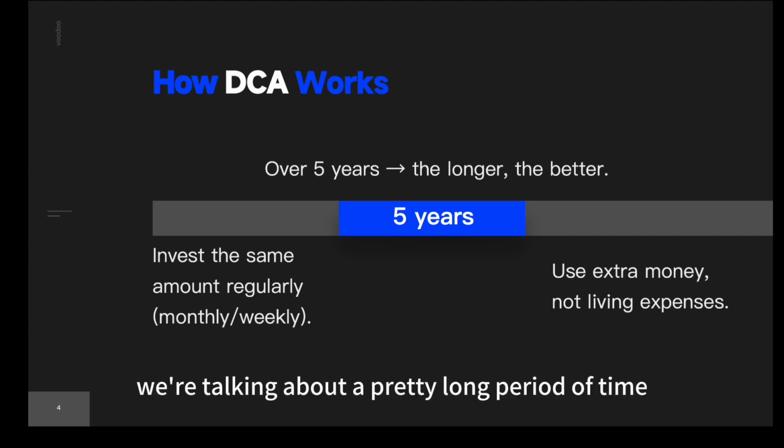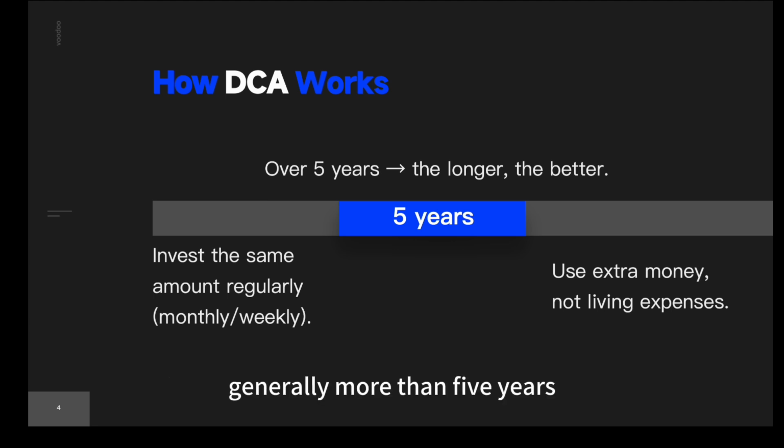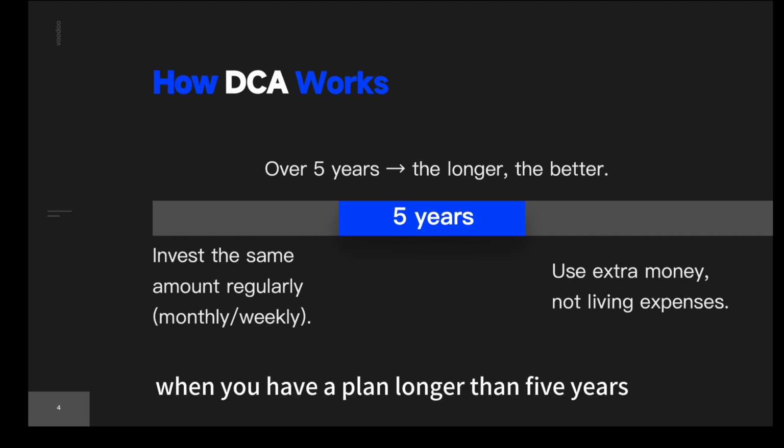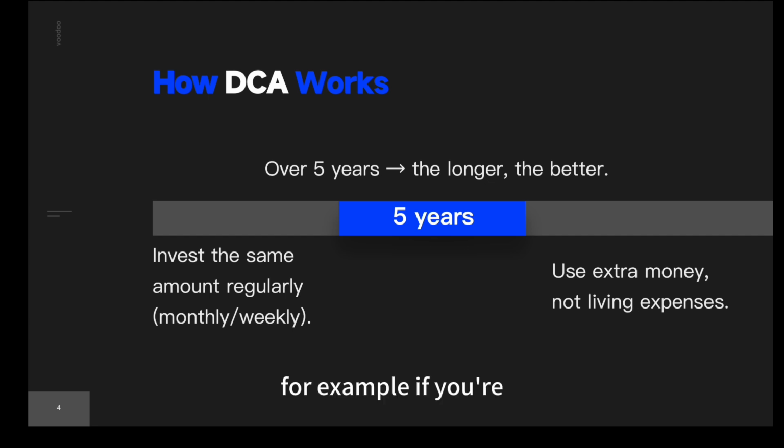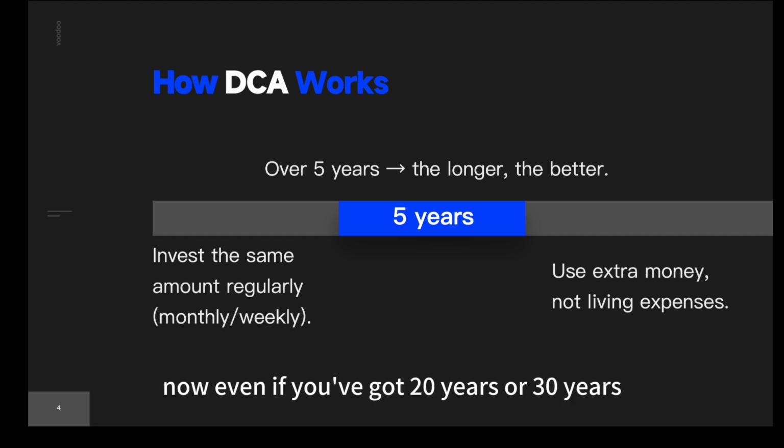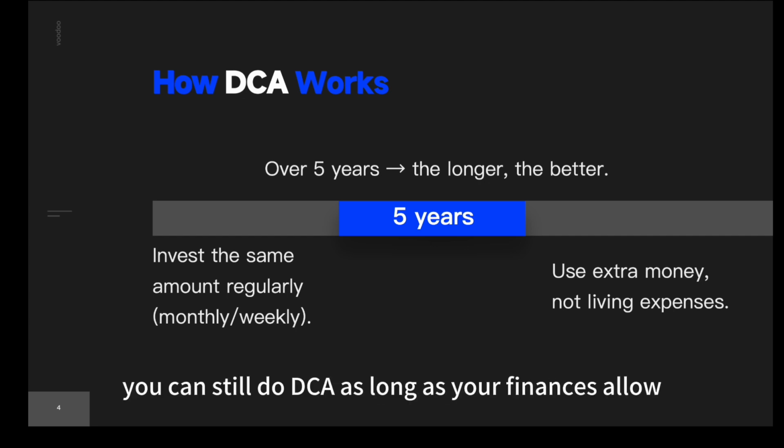Usually we're talking about a pretty long period of time, generally more than 5 years. Some people also make 3-year plans. But the characteristic of DCA is that the longer the time, the better and more stable the effect. So here, I'm referring to when you have a plan longer than 5 years. For example, if you're 10 years away from retirement, you can totally start doing DCA now. Even if you've got 20 years or 30 years, you can still do DCA as long as your finances allow.